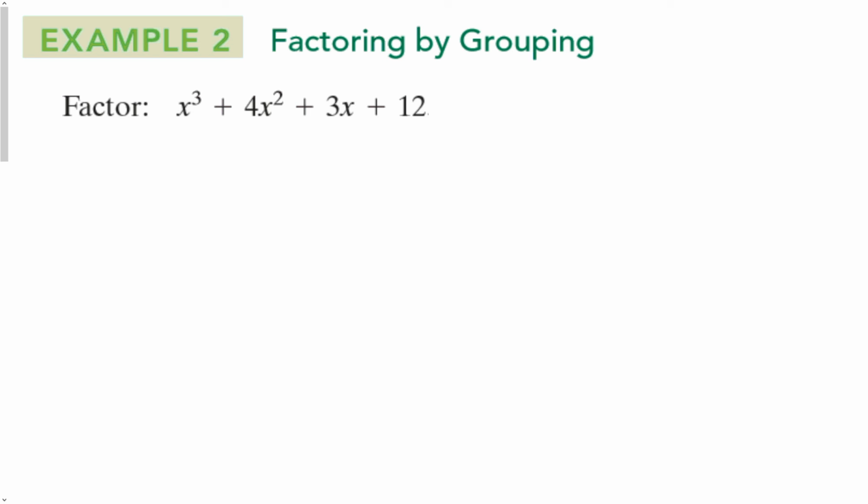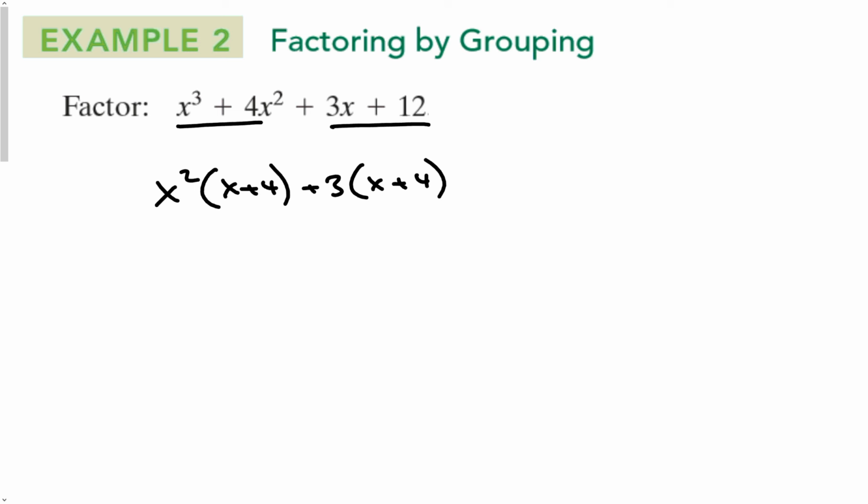But what I can do is look at these two separately. Okay? With these two, they do have a common factor. Their common factor is x squared. And left over would be x plus 4. These two have a common factor. It's a positive 3. And left over is x plus 4. Now I can factor out the binomial factor of x plus 4 times the leftover x squared plus 3.